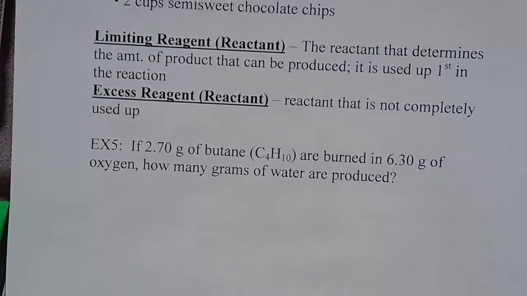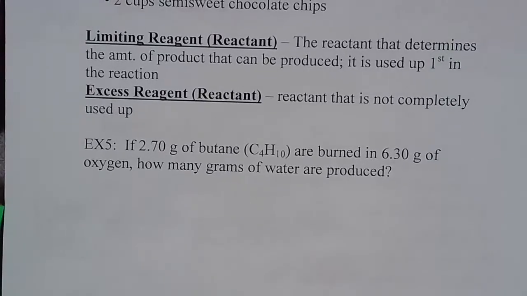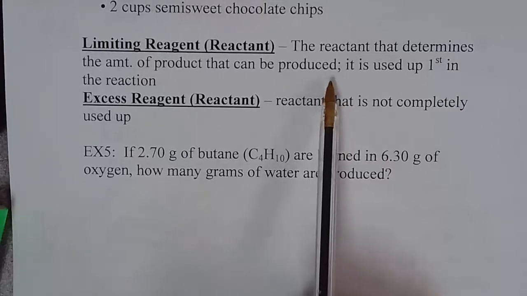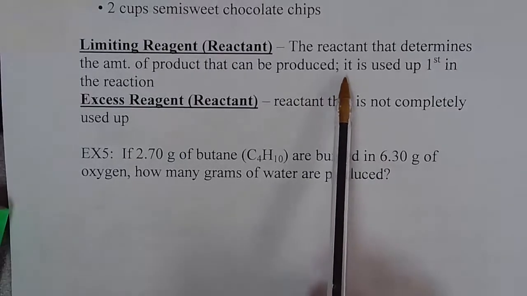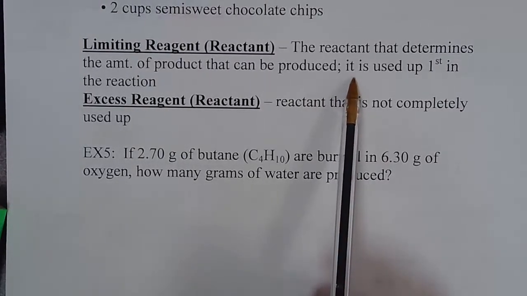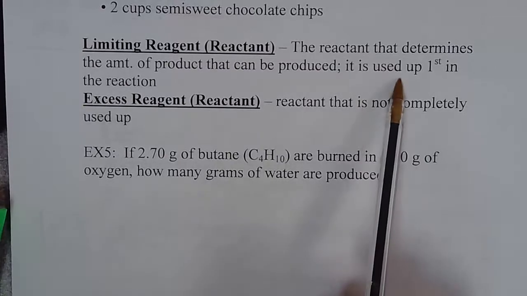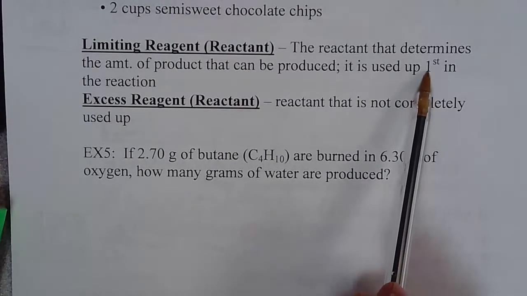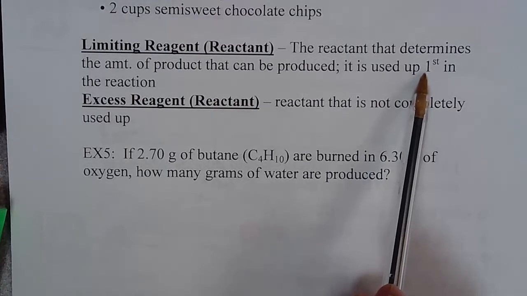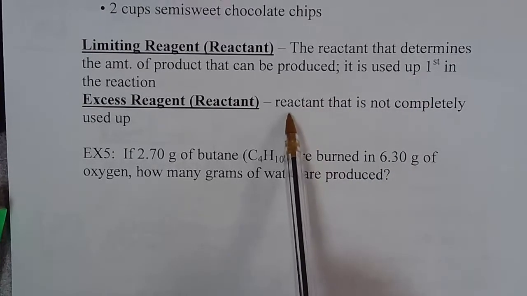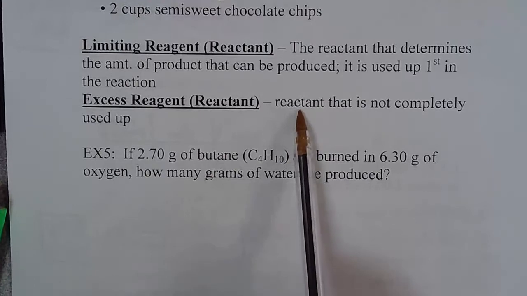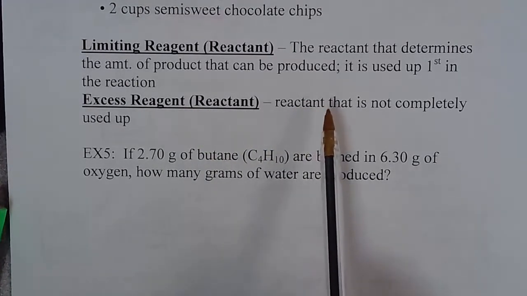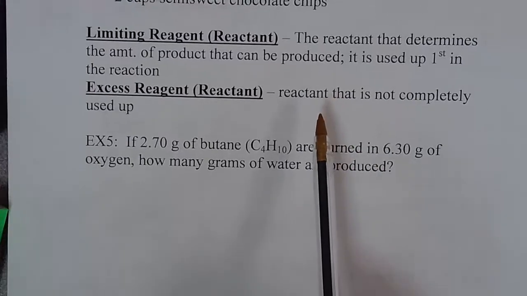So let's take a look at this limiting reactant problem. The limiting reactant is the reactant that is present in the smallest stoichiometric amount. What that means is that it's going to be the reactant that is used up completely by the reaction. The other reactant that is present is the excess reactant, and it is not used up completely by the reaction.